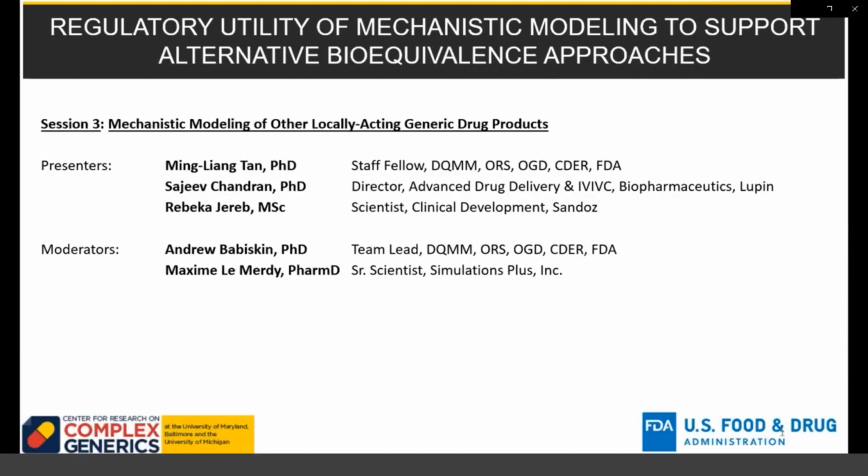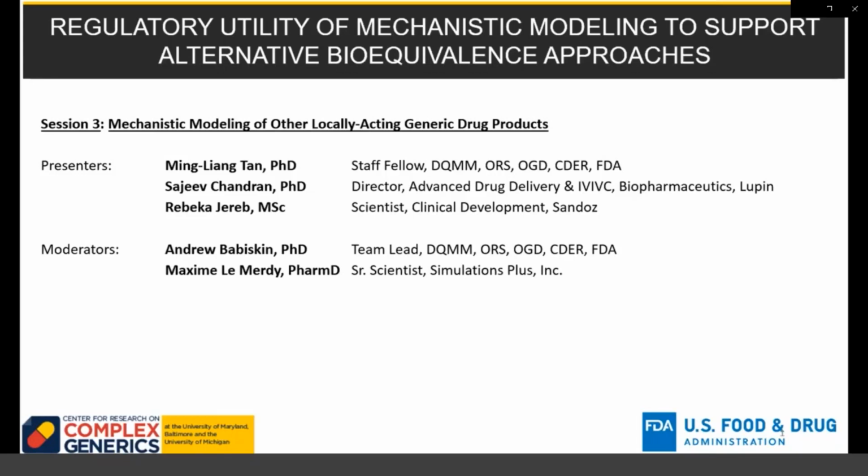Sajeev Chandran, PhD, is the Director of Advanced Drug Delivery Research and IVIVC at Lupin. Dr. Chandran is involved in leading the diverse research group of formulators, analysts, biopharmaceutics, and IVIVC experts in design, development, and regulatory submission of advanced drug delivery technologies. Rebeka Jereb is a scientist in clinical development at Sandoz Development Center and has expertise in PBPK modeling and IVIVC-IVIVR for regulatory purposes. The moderators today are myself, Andrew Babiskin, PhD, and Maxime Merdy, PhD.